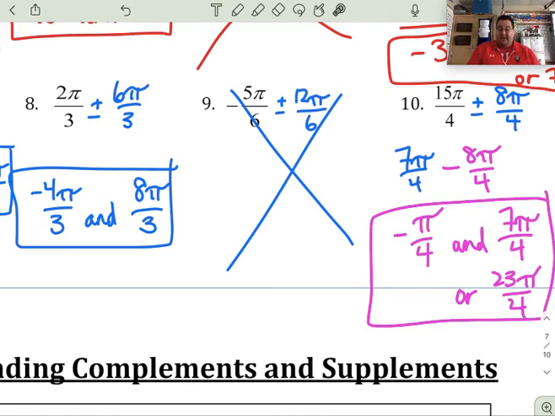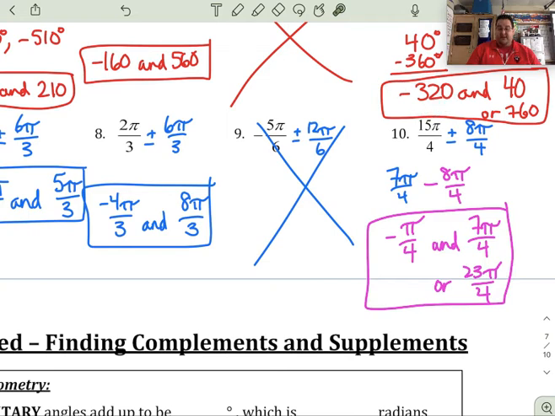You just have to have the negative one first, and then you can have either of these two at the end. Same thing with the degrees ones. You have to have the negative one first, and then it'll take either of those two positive ones as a correct answer. All right?